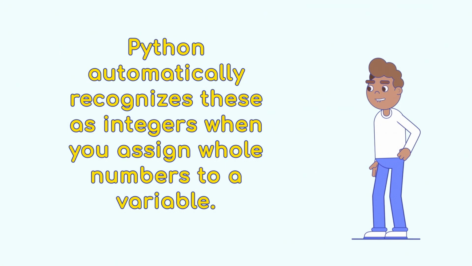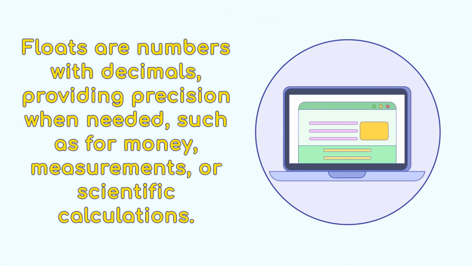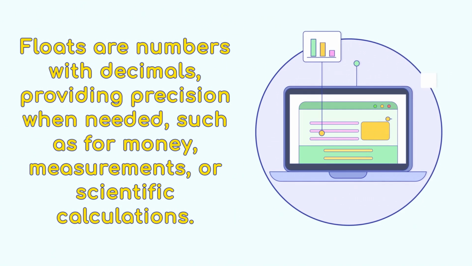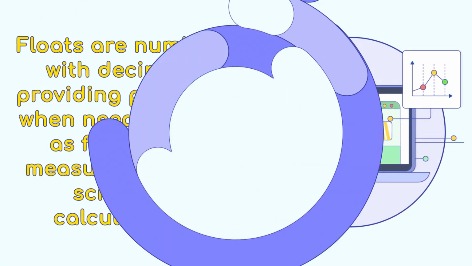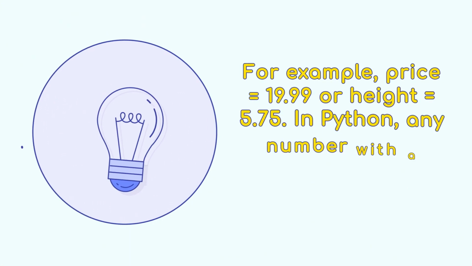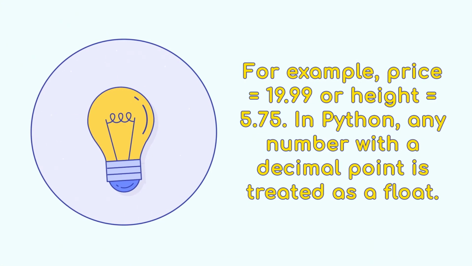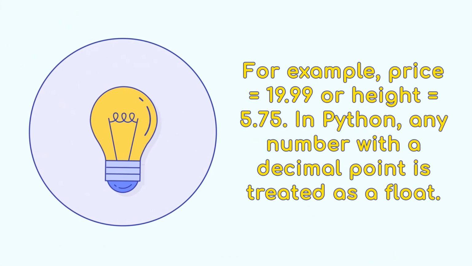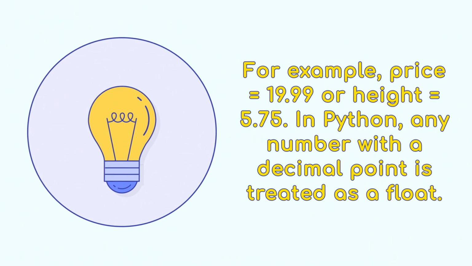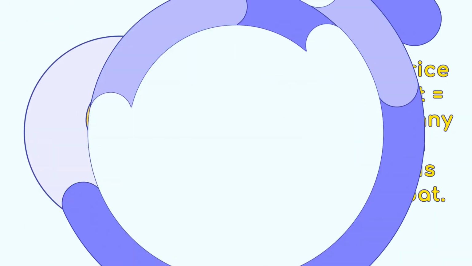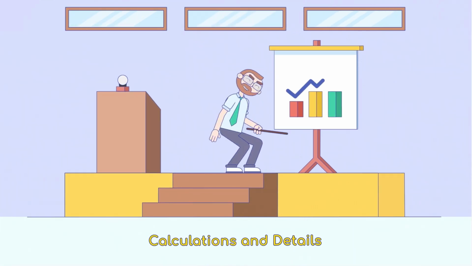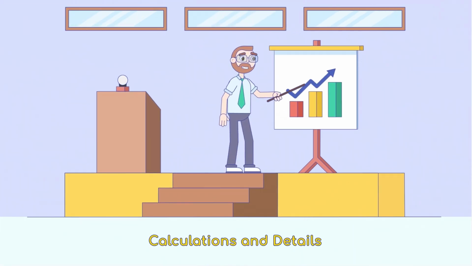Next, we have floats. Floats are numbers with decimals, like 3.14, 0.5, or even -1.75. These numbers provide precision when we need it, like when working with money, measurements, or scientific calculations. For example, price = 19.99, or height = 5.75. In Python, any number with a decimal point is treated as a float, which allows us to perform calculations that require more detail. Now, let's talk about strings.